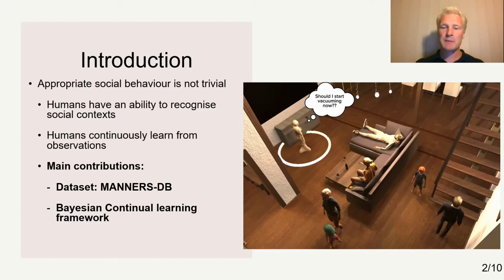We present two main contributions. We have created and labeled, through crowd labeling, a dataset of socially appropriate labels for domestic robot actions in a home scenario. Using this dataset, we propose a Bayesian continual learning framework using existing continual learning methods to allow the model to continuously update its knowledge without forgetting previous experiences.